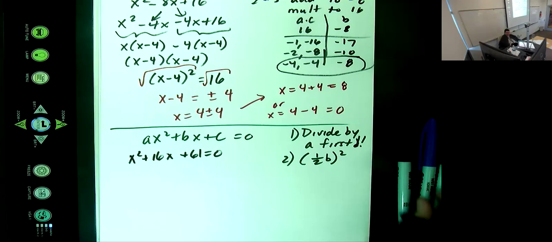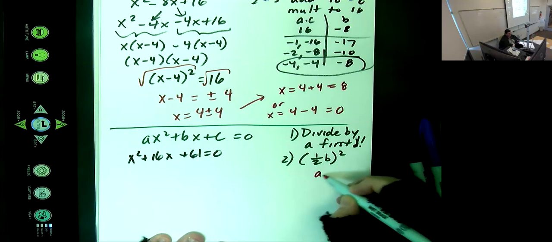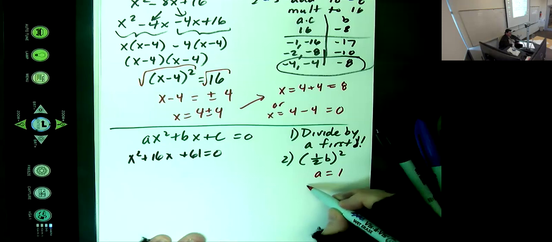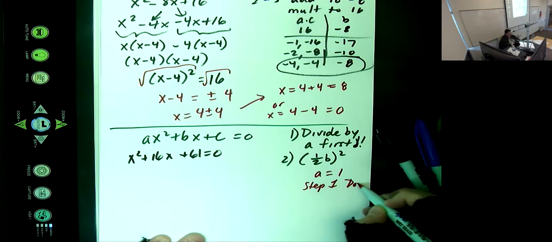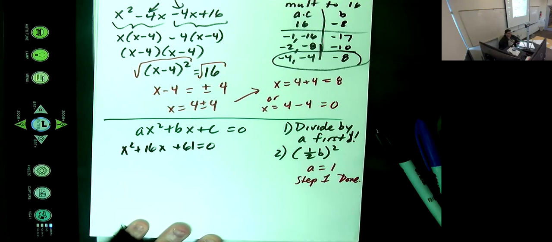Okay. So first step, divide by a. A is the number in front of x squared. A equals 1 in this problem, so step 1 is pointless. Done. Dividing by 1 doesn't change anything. Right?